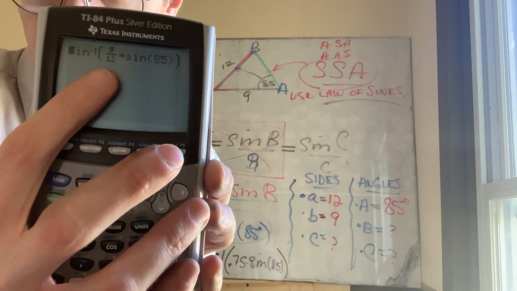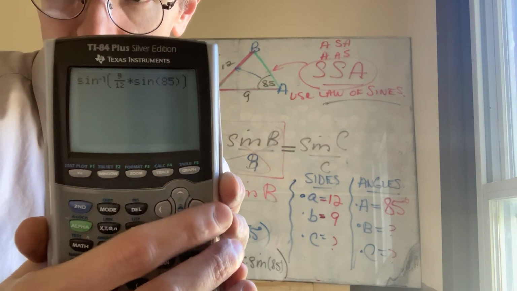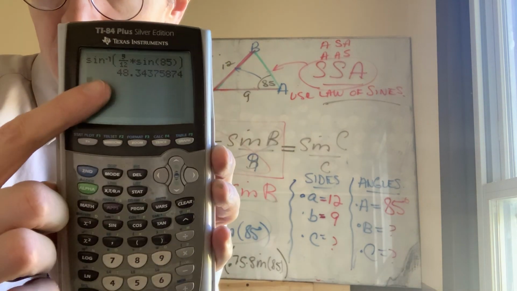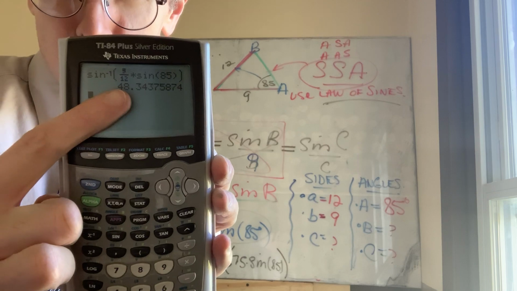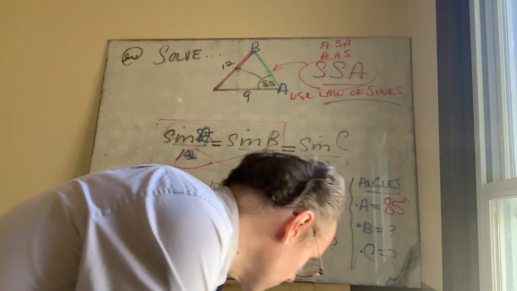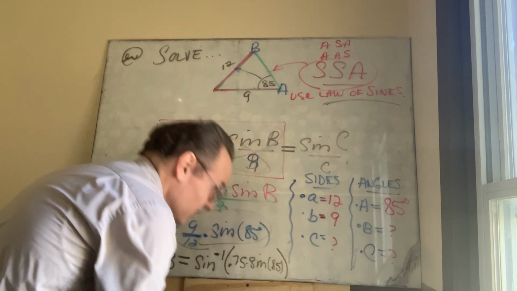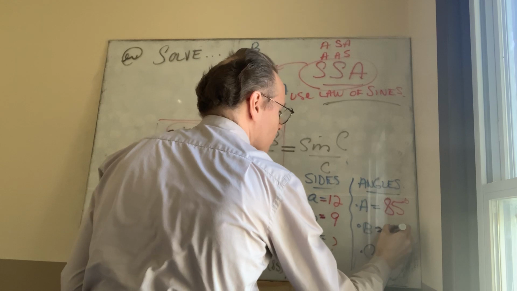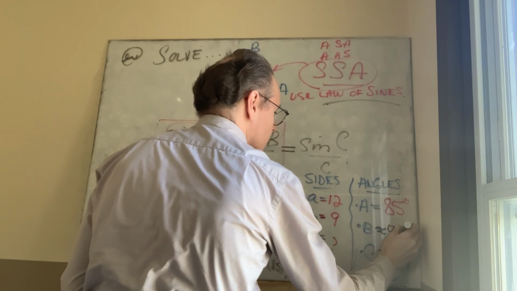Inverse sine, and then I put this in a fraction form. It doesn't have to be. You could put 0.75. All right, enter. And there's your angle, 48.3 if you round it to the tenths place. So I will say, to fill this in here, this is approximately 48.3 degrees.